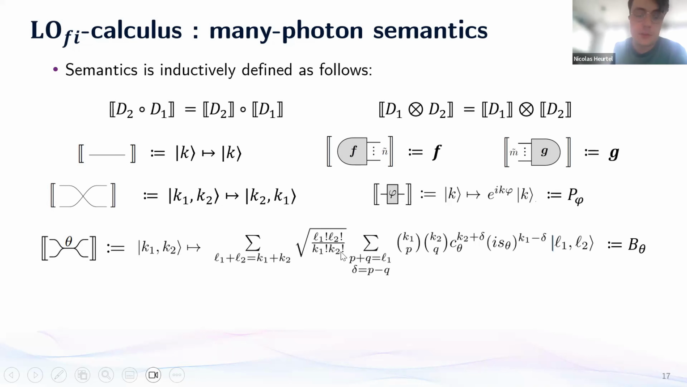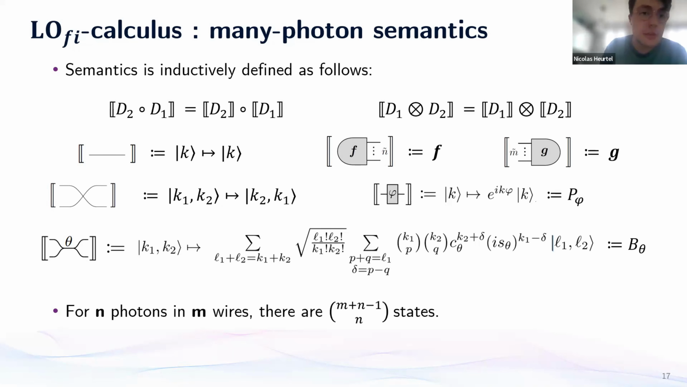But we don't choose the semantics. It's the physics that is like that. So we will work with that semantics from now on. Just to compare, before, when there was one photon and n wires, it was just the number of wires, the dimension. Here, the number of states is far more. So just to explain again how big the space is.